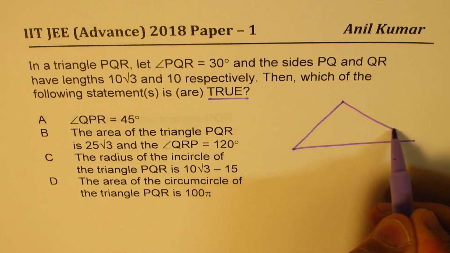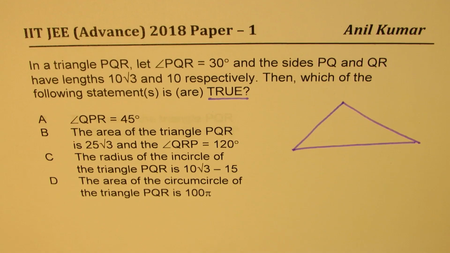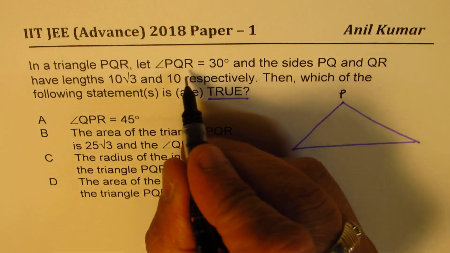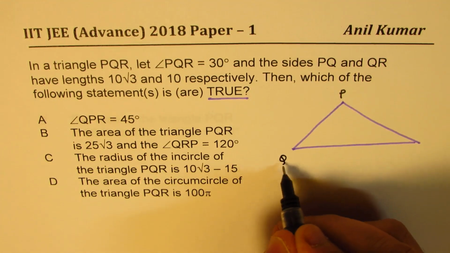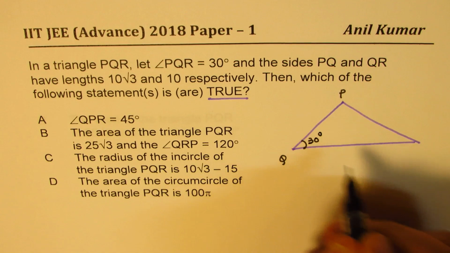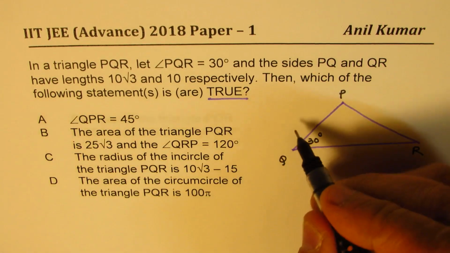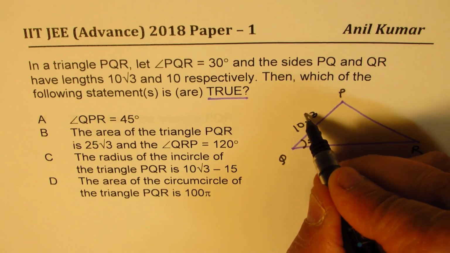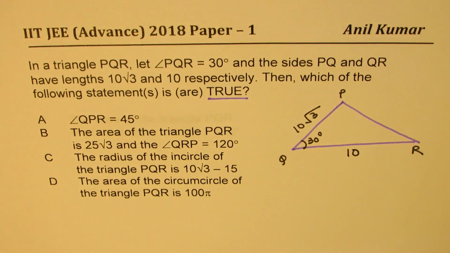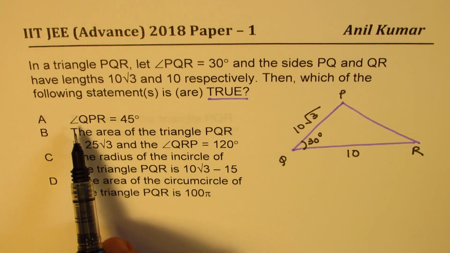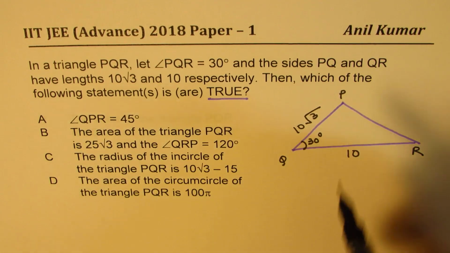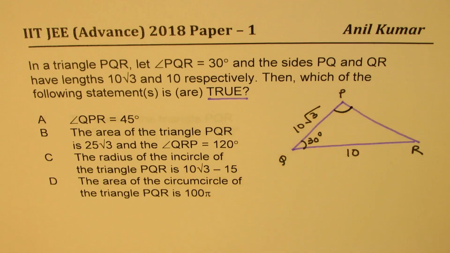So we have a triangle PQR here. We are given that the triangle PQR has an angle PQR of 30 degrees. So this angle is 30 degrees. And we are given the sides PQ and QR are 10 square root 3 and 10 respectively. So the drawing is not to scale for sure. We need to figure out what the angle QPR is. So we need to find what this angle is.